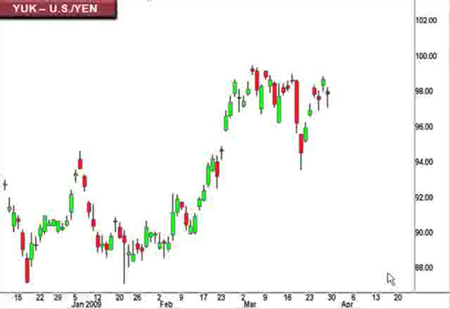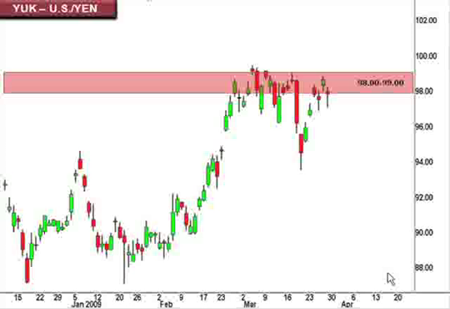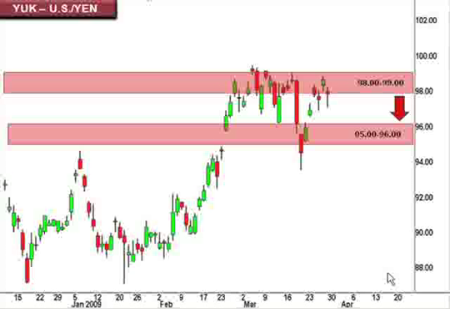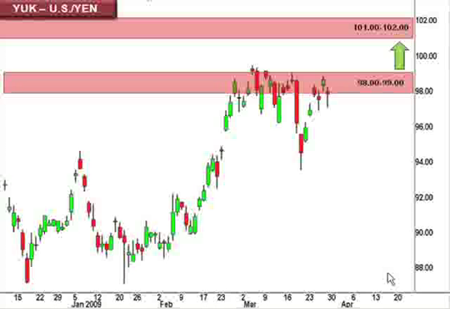Next on the list, the YUK, the US versus the Japanese yen, and the YUK rallied strongly last week to test resistance at that 98-99 area. With some hesitation here, a pullback down to the 95-96 focal zone looks like a high probability. A break above 99 will have us targeting the 101-102 range for the first of our upside targets.